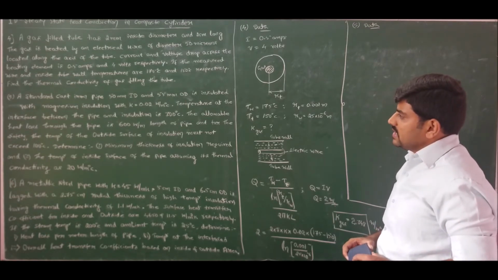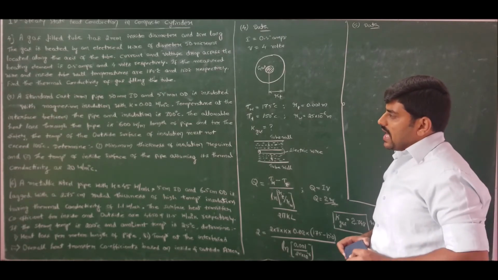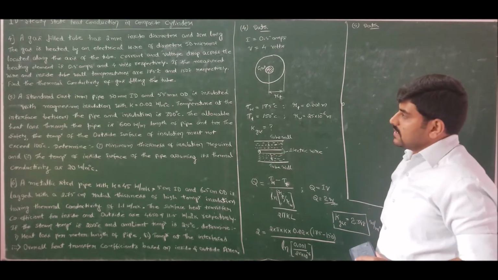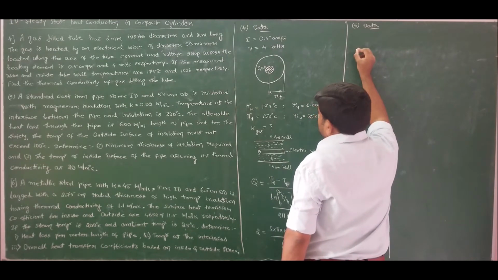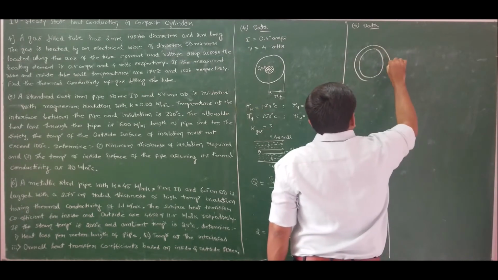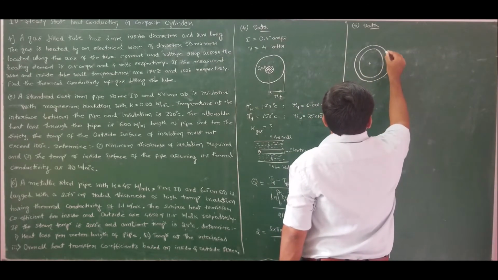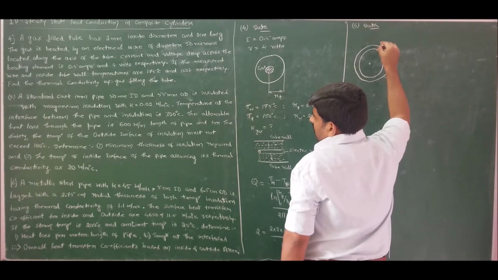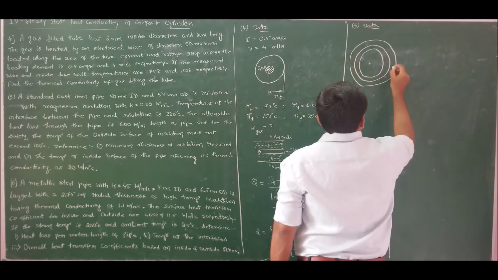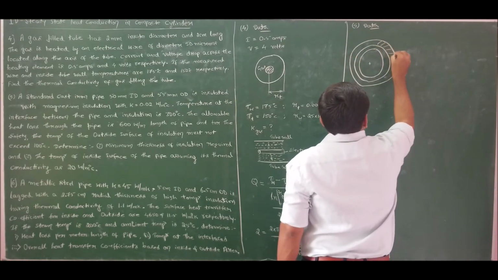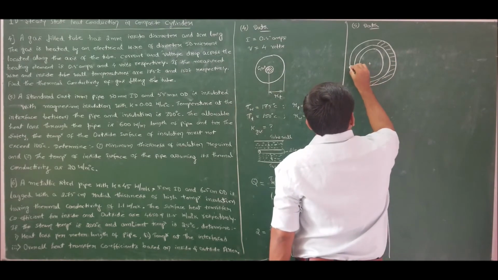Determine the minimum thickness of insulation required and the temperature of the inside surface of the pipe, assuming its thermal conductivity as 20 watt per meter degree Celsius. Now if I list out the data given, we have a cast iron pipe like this. We have specified the inner and outer diameter of this, and we can determine the radius, and we have a magnesium insulation around it. Let us indicate the insulation by hashing it so that we can differentiate between pipe and magnesium insulation.